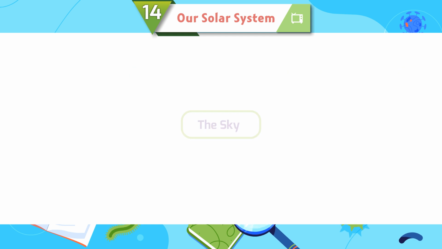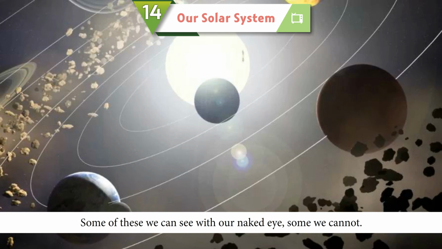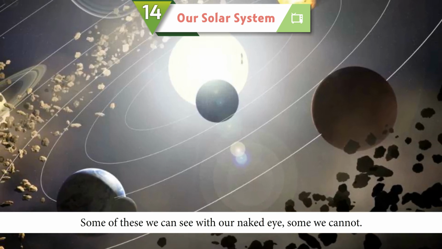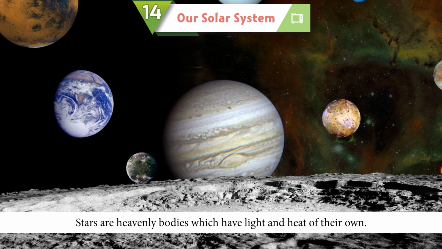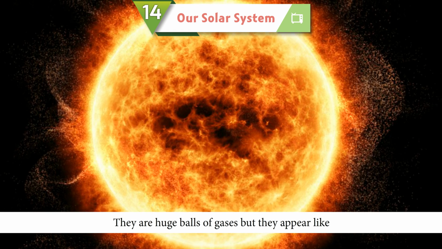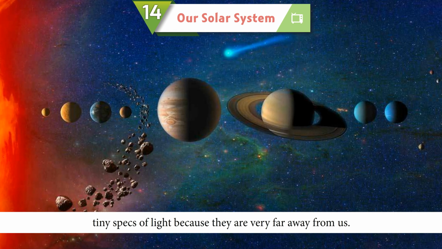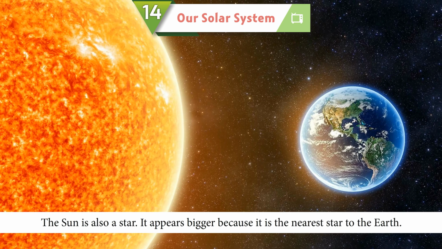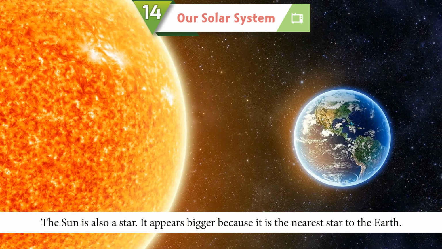The Sky. The sky is full of heavenly bodies. Some of these we can see with our naked eye, some we cannot. Stars are heavenly bodies which have light and heat of their own. They are huge balls of gases, but they appear like tiny specks of light because they are very far away from us. The Sun is also a star. It appears bigger because it is the nearest star to the Earth.